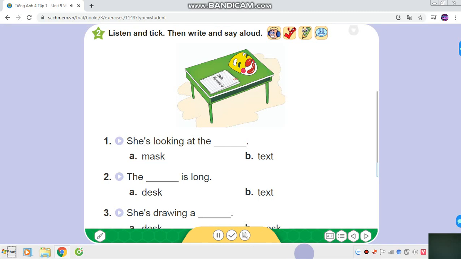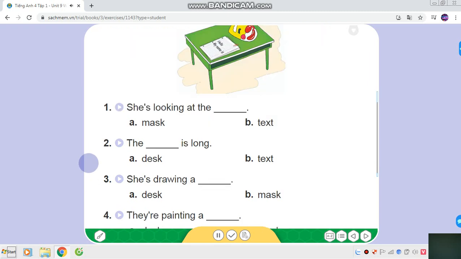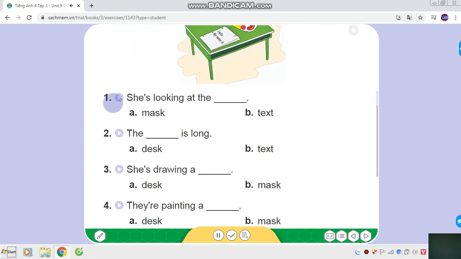One. She's looking at the mask. Two. The desk is long. Three. She's drawing a desk.